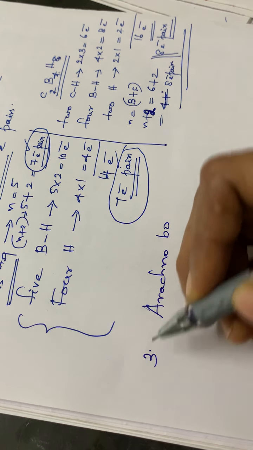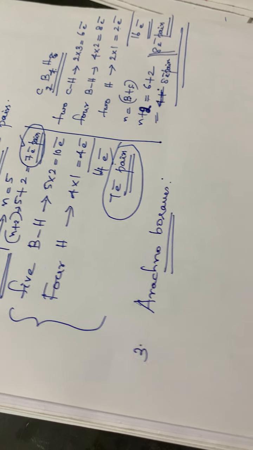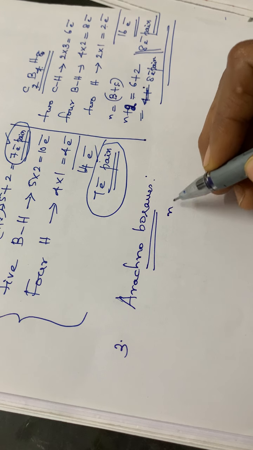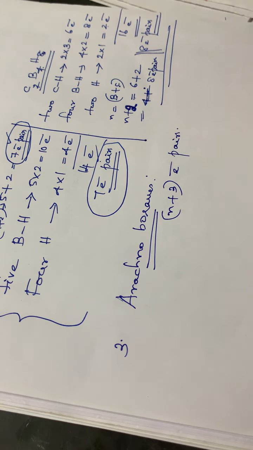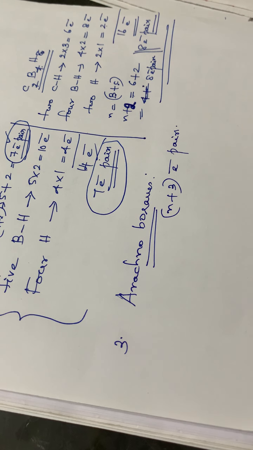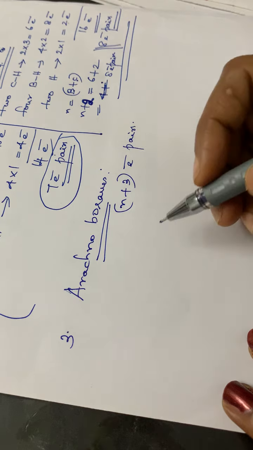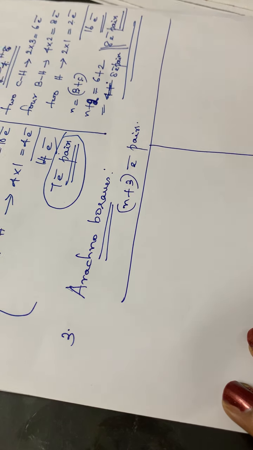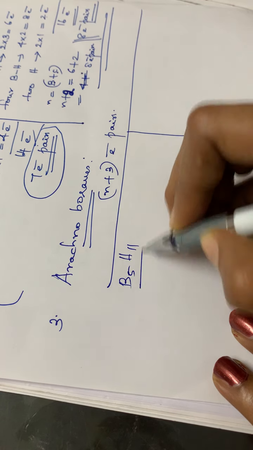The third category is arachnoboranes. For arachnoboranes, the general formula is N plus 3 electron pairs. So you have to use the formula N plus 3. First of all, you have to identify whether it is a closo, a nido or an arachno species. Okay, so the first example is B5H11.